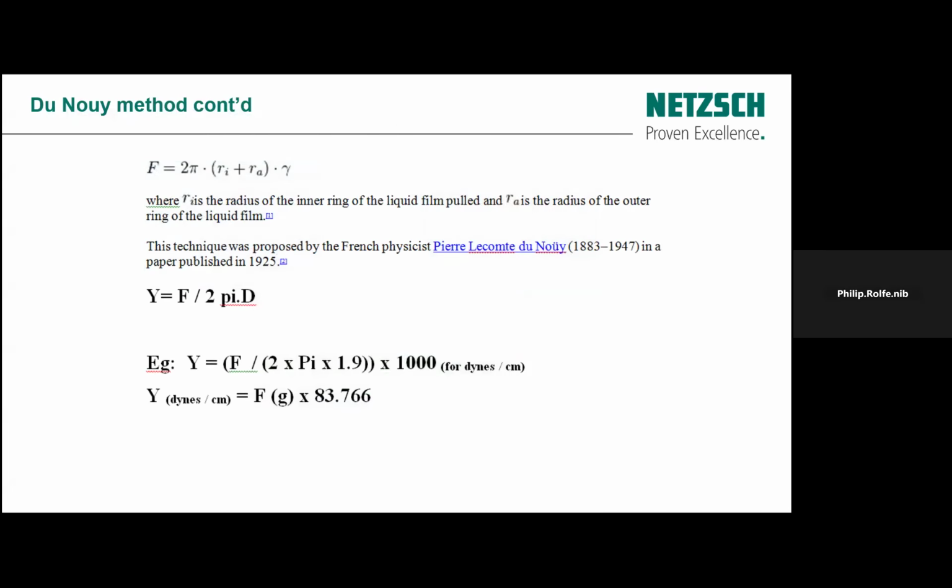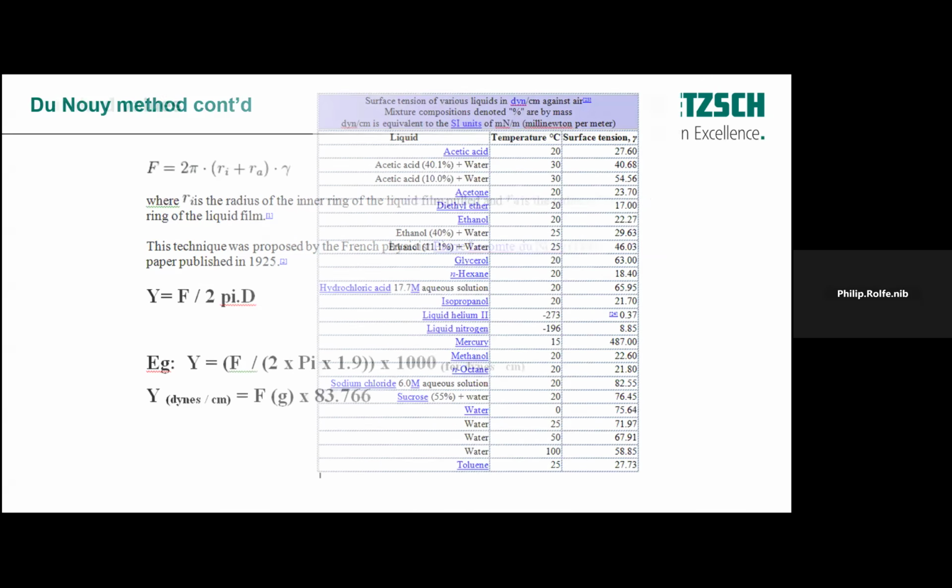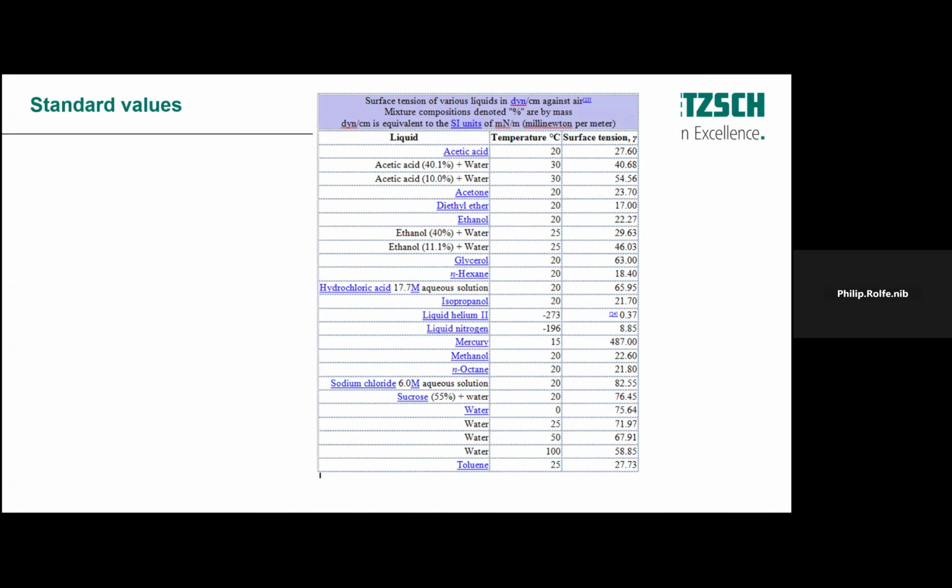So these are the calculations from Du Noüy, and this is actually a pretty simple method. If you go to Wikipedia, there's a list of surface tensions for common liquids, so we can check that our results look accurate. We could run, for instance, distilled water and check that you're getting the value of 71.97. And then obviously you could mix up your own sample and check that the surface tension is correct.